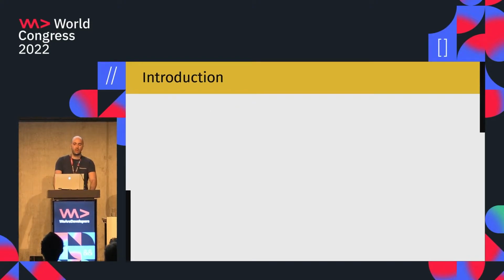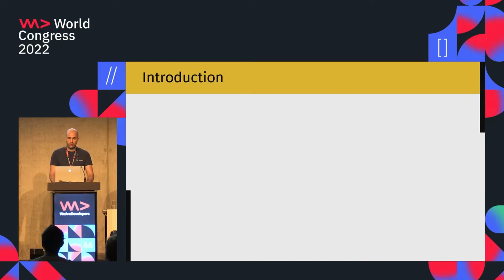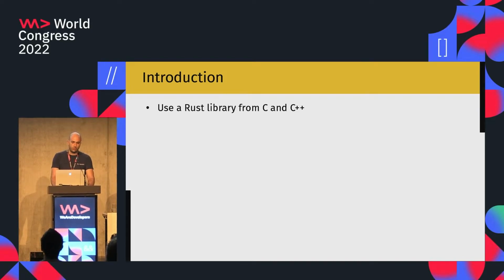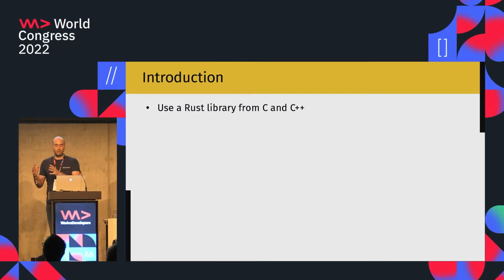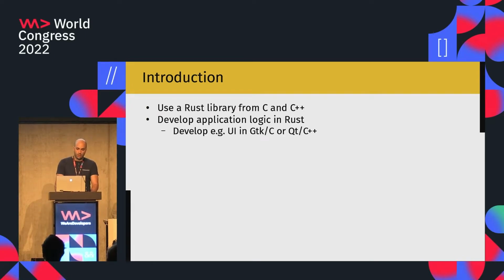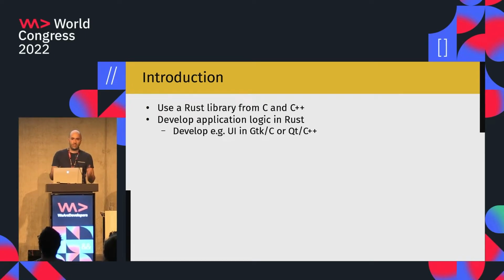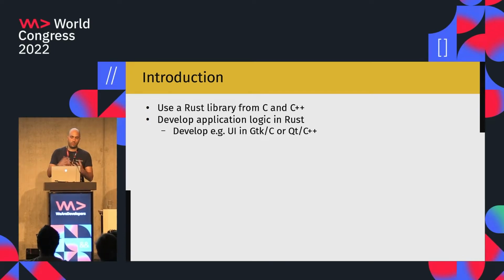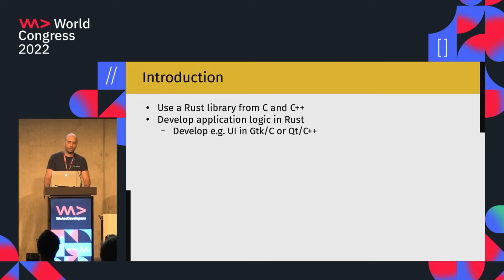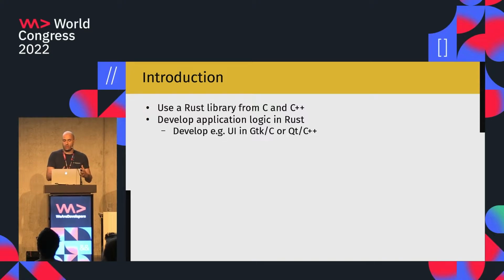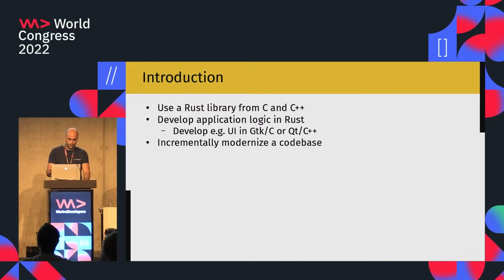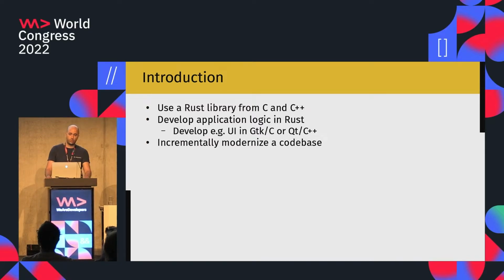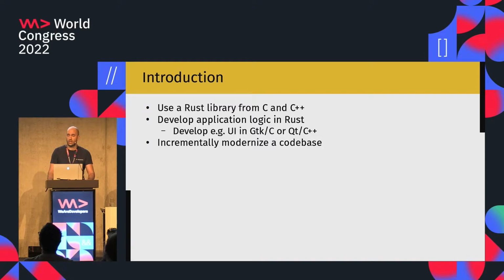So why would you want to integrate Rust with other languages? What I will be talking about is primarily integrating something that's written in Rust from C and from C++. Perhaps you want to develop your application logic in a performant, memory-safe programming language, but then you want to build the UI around it using GTK and C or Qt and C++. Perhaps you want to incrementally modernize a code base, one module at a time.